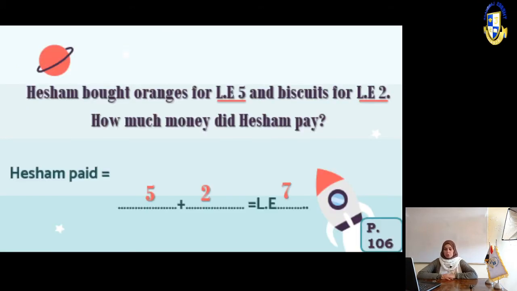Let's talk about the story problem. Hisham bought oranges for 5 pounds and biscuits for 2 pounds. How much money did Hisham pay? He had oranges for 5 and biscuits for 2. You have only 2 numbers, underline the 2 numbers, and of course you will do the plus. 5 plus 2: 5 in your mind, put 2 after 5, 6, 7, so you have 7 pounds.